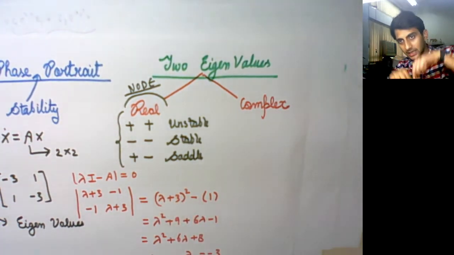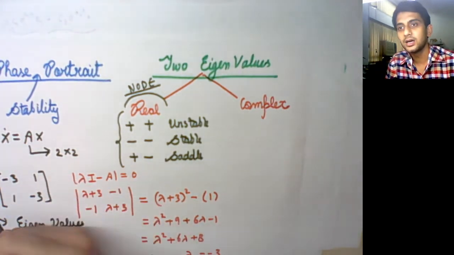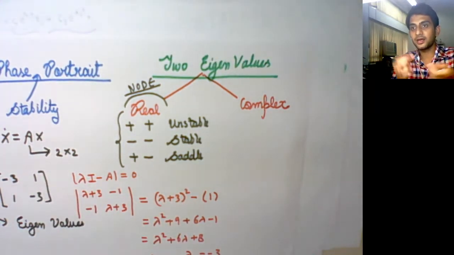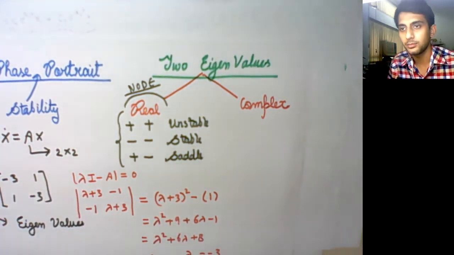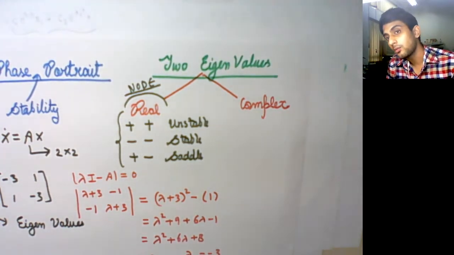If something is coming in from all directions at a point, we call it a stable node. But if in one direction it is coming in and in the other direction it is diverging out, we call it a saddle point. Okay. Next, what if we have complex roots?